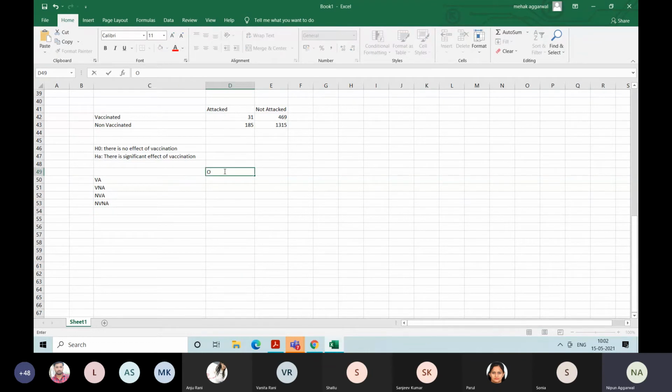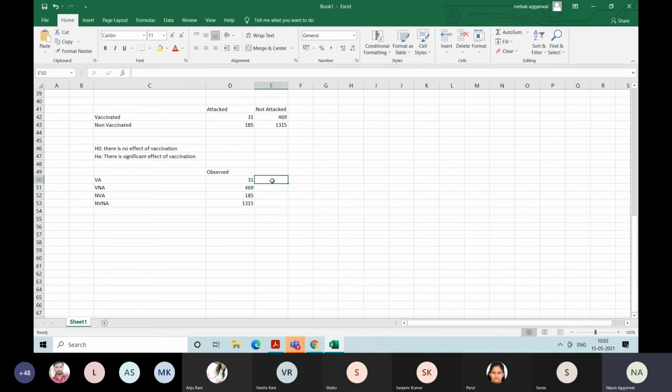Now among these 4 categories, what is the observed frequency? First we'll take the observed frequencies. Under all these 4 categories they are: vaccinated attacked is 31, vaccinated not attacked is 469, non-vaccinated attacked is 185, and non-vaccinated not attacked is 1315. So 31, 469, 185, 1315.